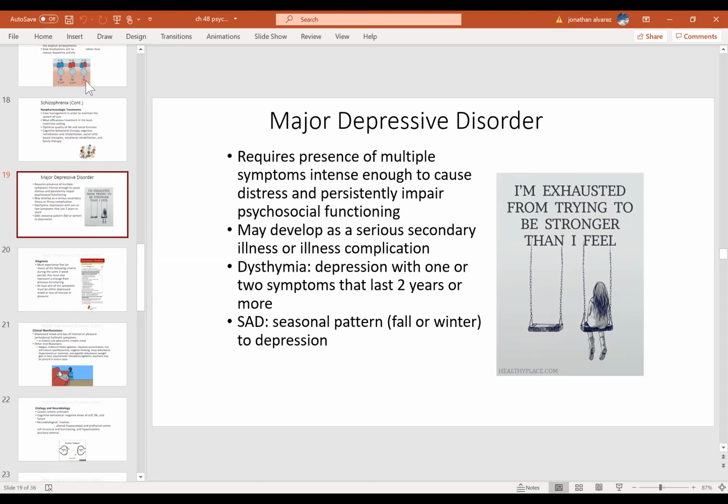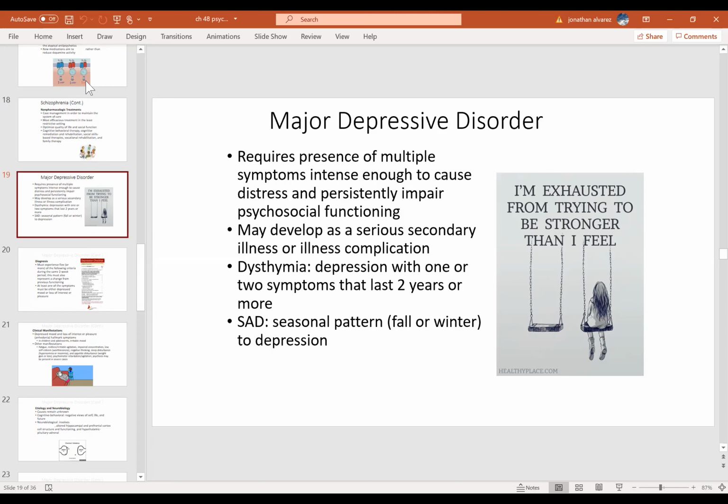So, major depressive disorder. That's actually been revised over the years, and usually this is chronic and ongoing, so it's persistent, and it does encompass a bunch of different types of depression that they pulled together into the major depressive disorder category. It does require the presence of multiple symptoms intense enough to cause distress and impair psychological function.